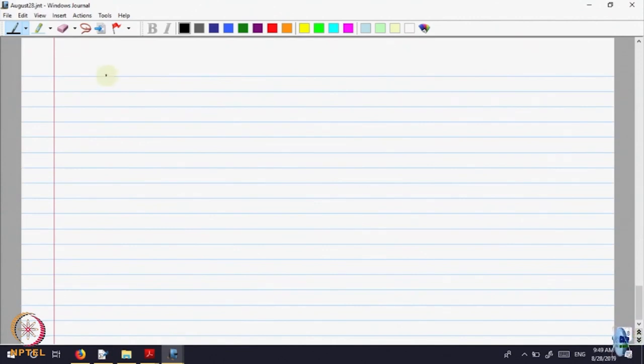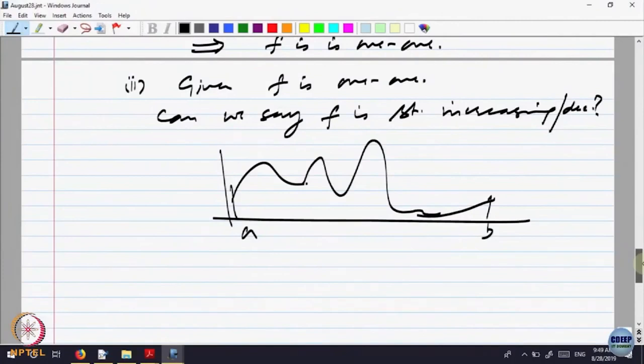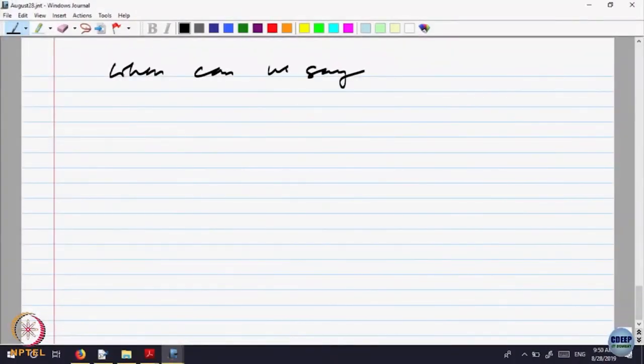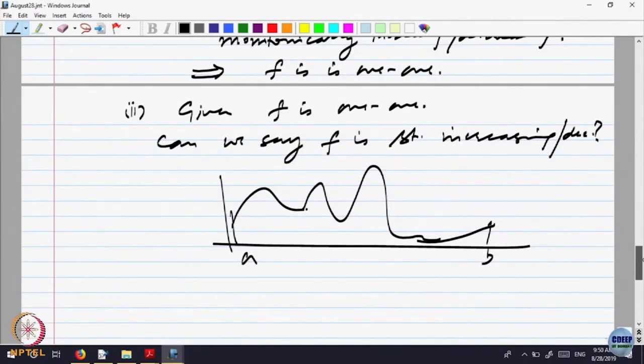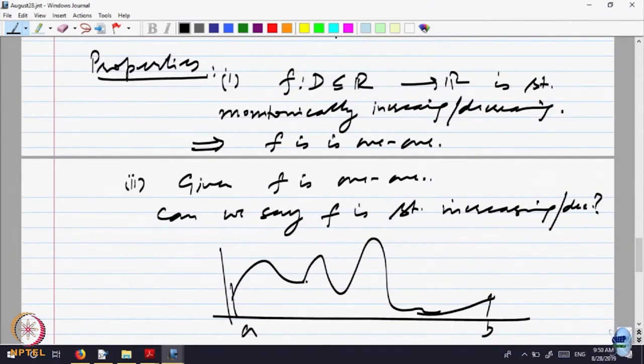So, when can we say it is given to be 1-1, but still not? When can we say a 1-1 function is, oh sorry, wait, this is not 1-1, sorry, I gave a very wrong graph.